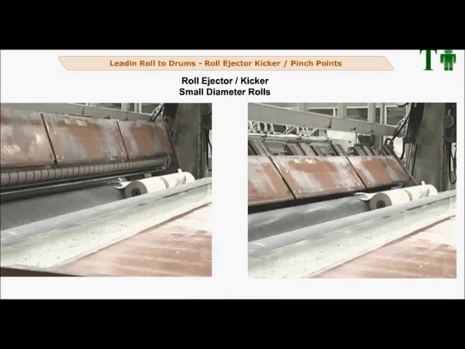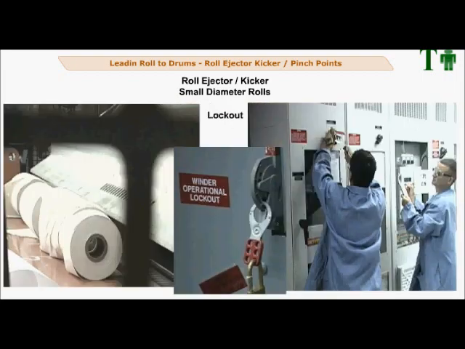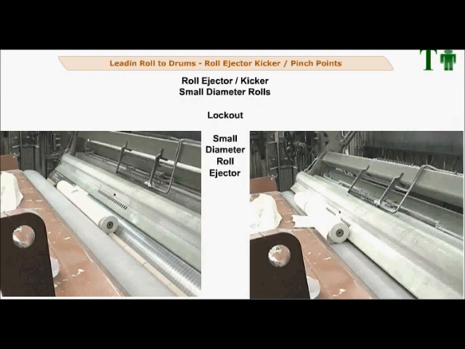The winder may have to eject small diameter rolls, and the roll ejector may not be able to do it automatically or by itself. When operators are required to physically assist in the removal of small diameter rolls, proper safety procedures must be followed. This may include a partial lockout designed for the task, or even a full lockout. Some winders have equipment that can eject small diameter rolls and avoid manual removal.